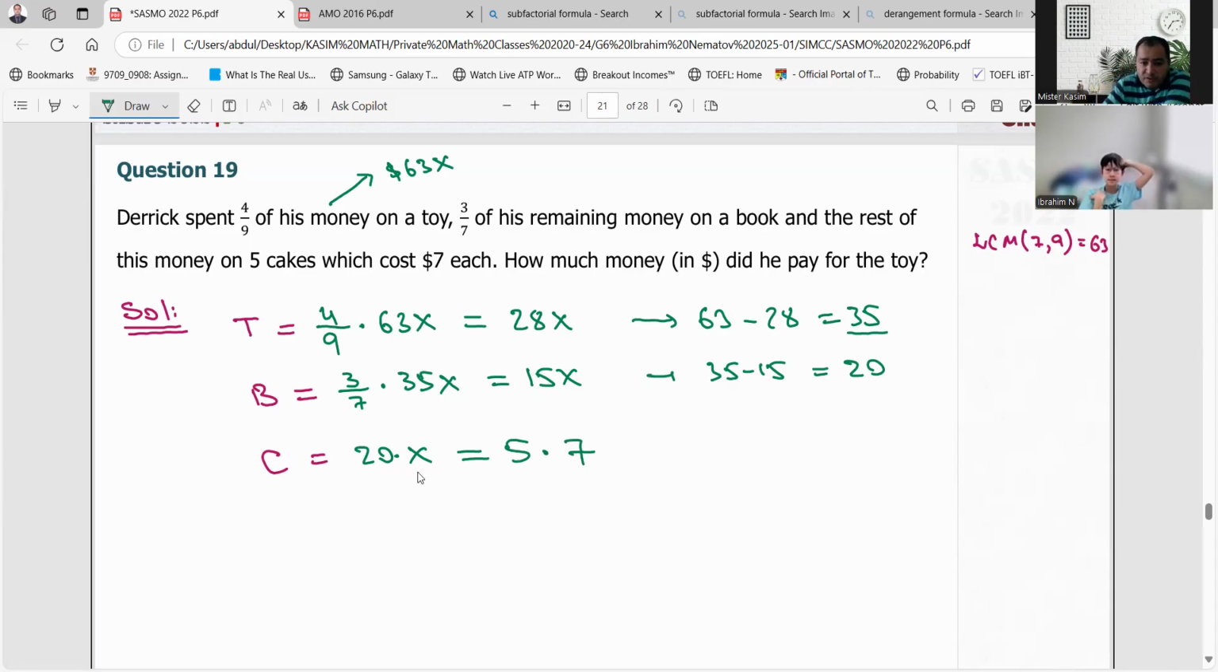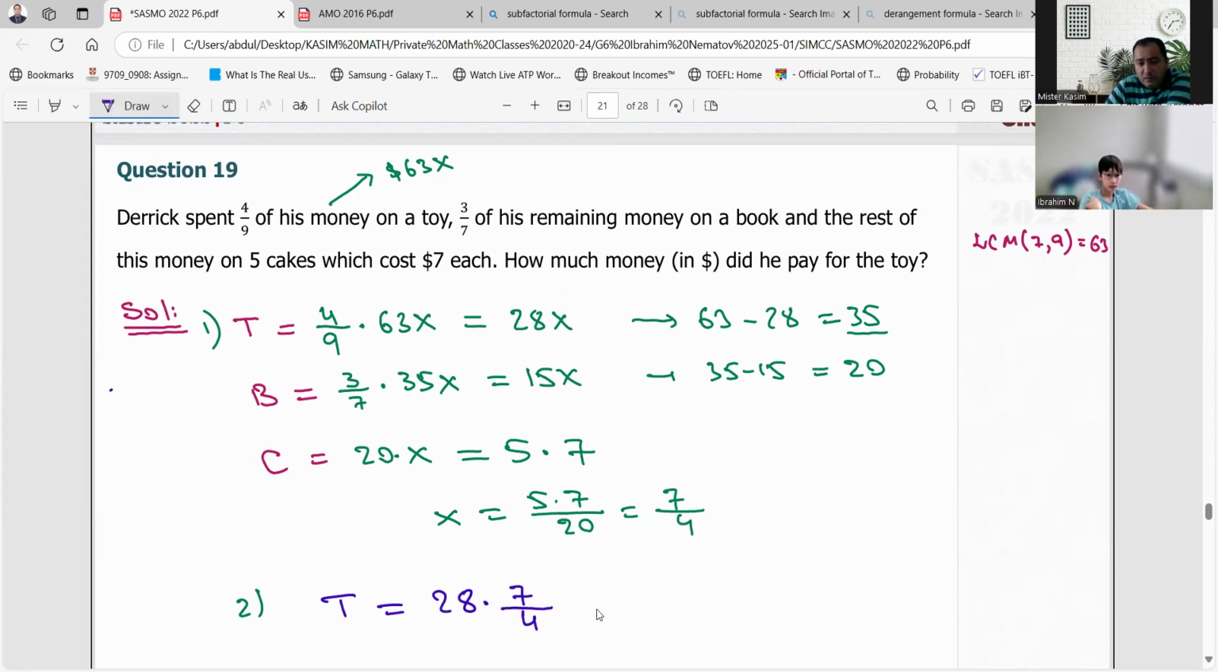Okay, now from the last equation, I can find X. What is X? 5 times 7 divided by 20, which is equal to 7 over 4, 1.75, right? That's our first step. And now in the second step, how much money did he pay for the toy? He paid 28 units. And the value of X is 7 over 4, so that is equal to $49.